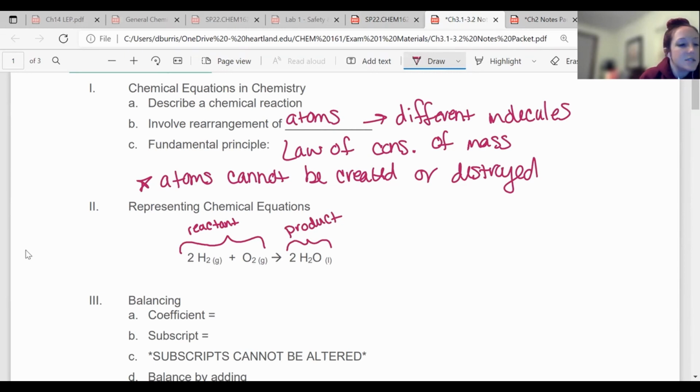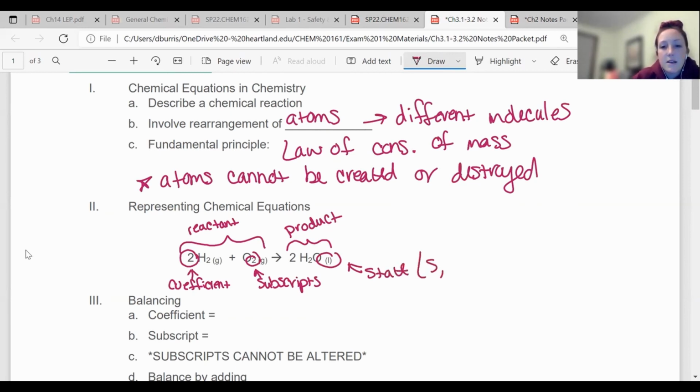Okay. Other things we need to pay attention to. Coefficient is what this is called. This is a coefficient, a number that's in the front. The little numbers, which we've already talked about a little bit, are called subscripts. And these little letters in parentheses here tell you the states of matter. So you can be solid or liquid or gaseous, or the other one I'm going to add is aqueous, which means it's dissolved in water. Those are the states.